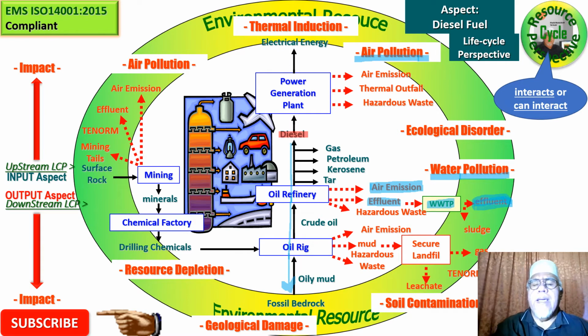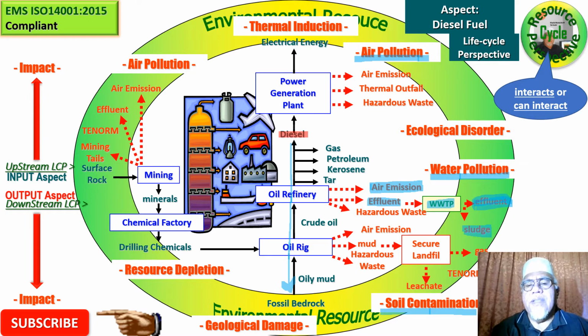So these aspects interacted with the environment. Wastewater treatment plant interacted with the environment, causing effluent, interacting with the environmental media itself, which is water bodies, and causes water pollution. And sludge is being generated as well from the wastewater treatment plant, causing soil contamination. This is upstream, remember?